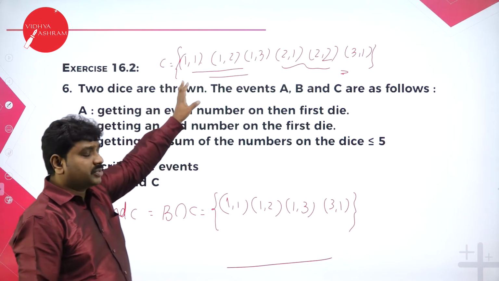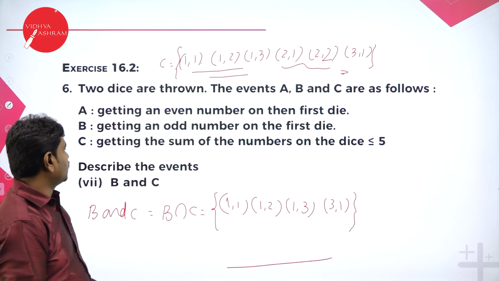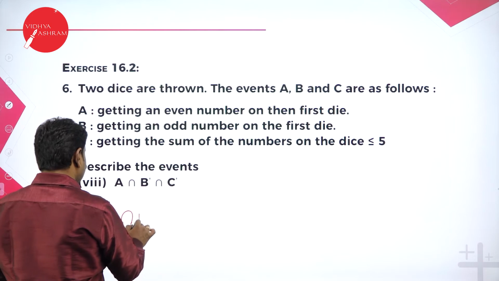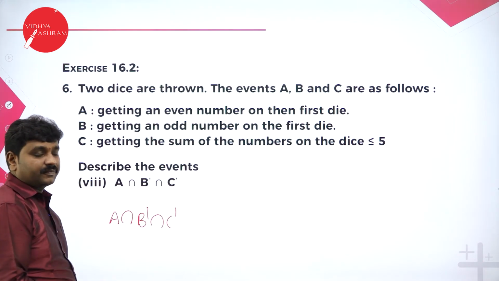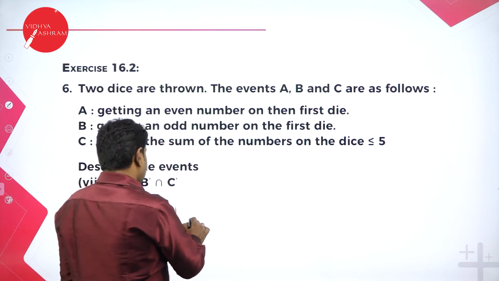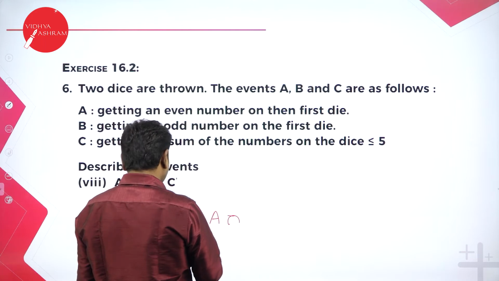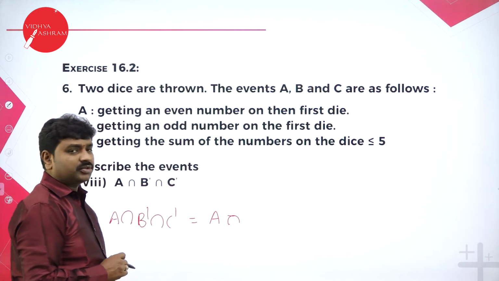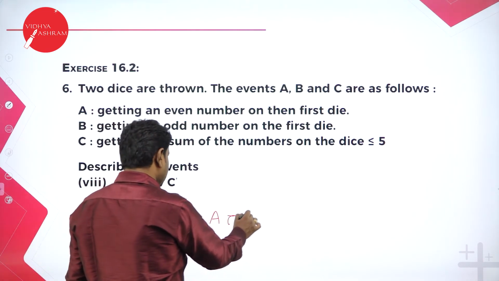C means when you add the sum should be less than or equal to 5, and from that we can conclude. Then they want A intersection B dash intersection C dash. You should combine all three elements. So you know A is what? The set of all numbers whose first number is even. B dash means what? B dash is the same as A.